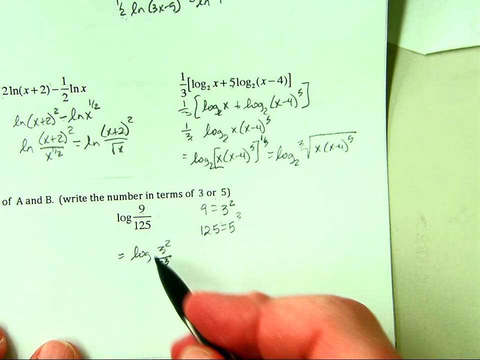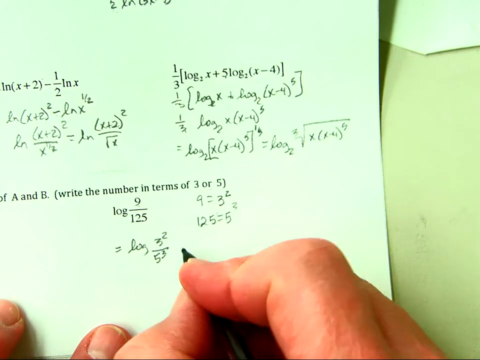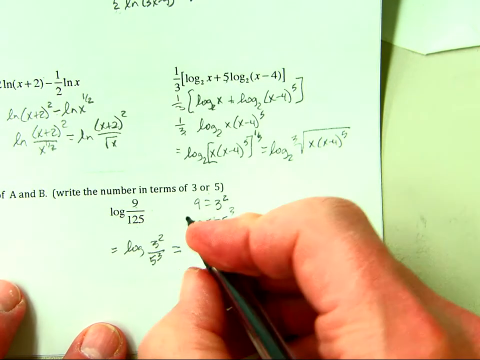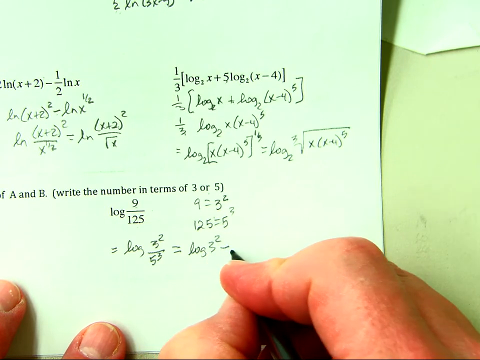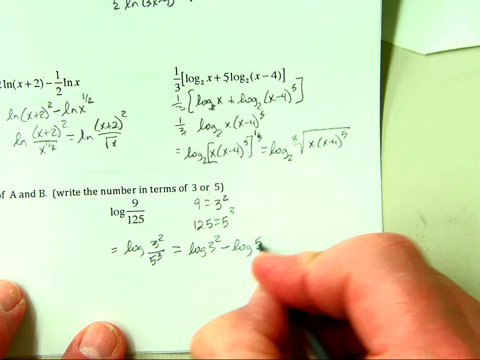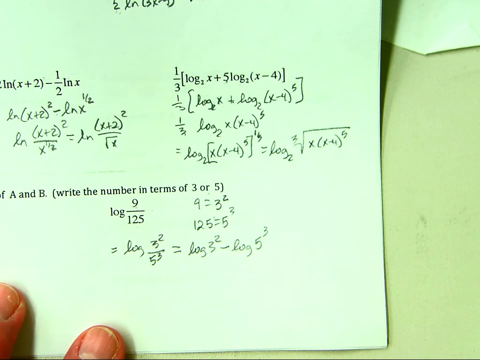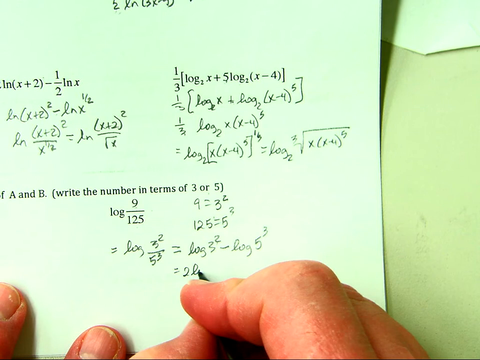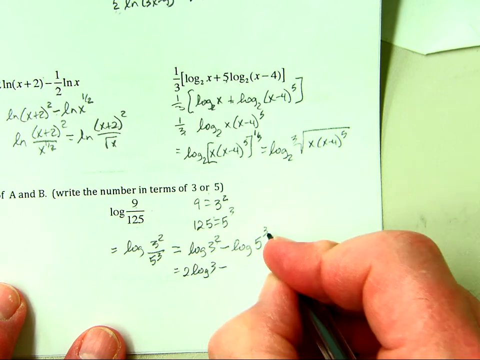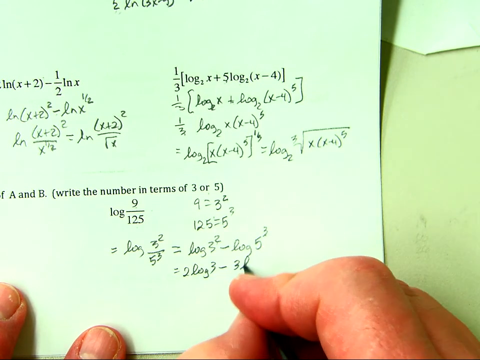So we got bases of 3 and 5. Well, let's break that down. That's the log of a quotient. So that means the log of the numerator minus the log of the denominator. There's an exponent of 2. Let's move that out front. Here's an exponent of 3. Let's multiply that out front.